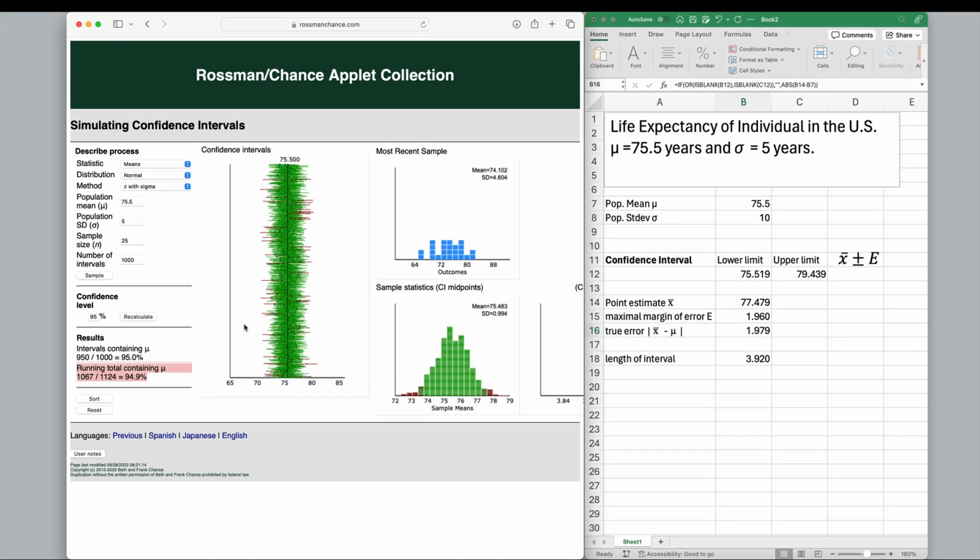Okay, and so that's the confidence level. Confidence level is the proportion of confidence intervals that will capture the true mean when you do this many times for samples of the same size. So here we're doing it for samples of 25.